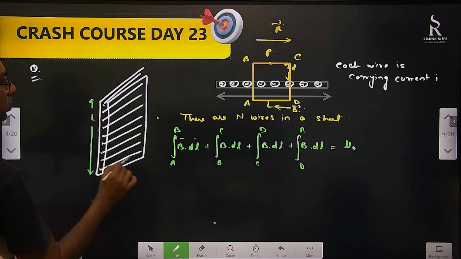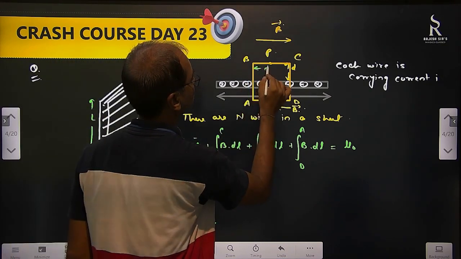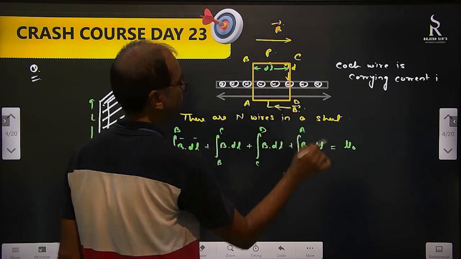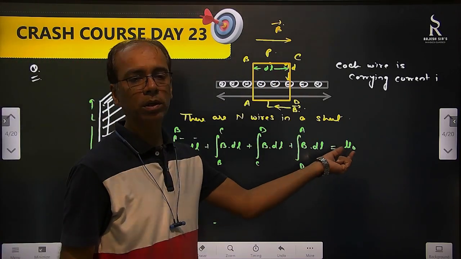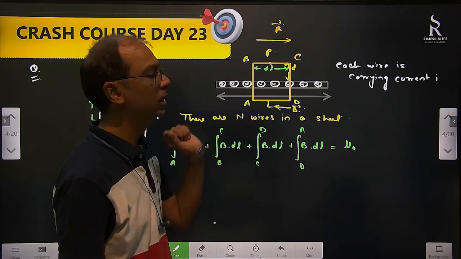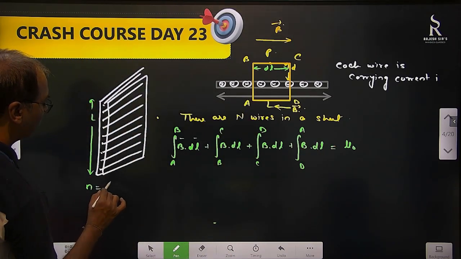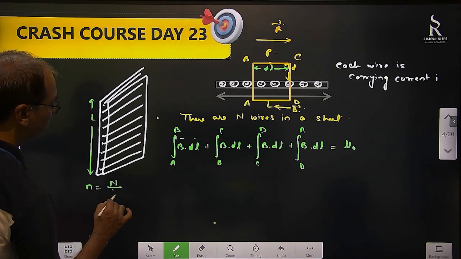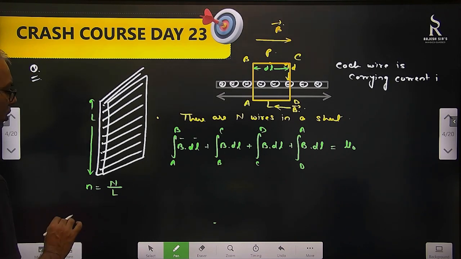This is given to you here. We have not taken this yet, so let's take this as dl. Now mu naught. I want to know how many turns are there in dl length. It is already given to us that there are n number of turns in L length of wire.